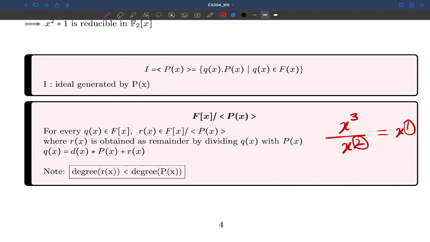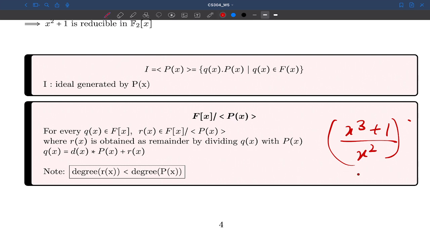But we want to take the remainder. What will be the degree of the remainder? Whenever you divide a polynomial, let's say we have x cube plus 1 and I divide it by x square, what will be the remainder? Definitely the remainder will have degree less than 2. Right, because let's say I'm dividing x cube plus 1 with x square.